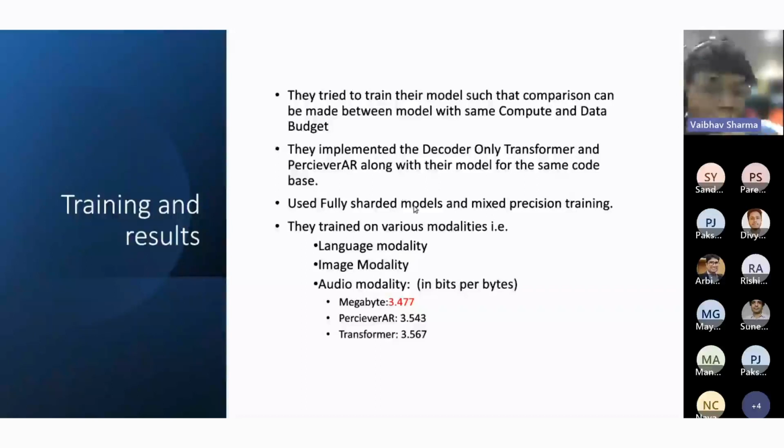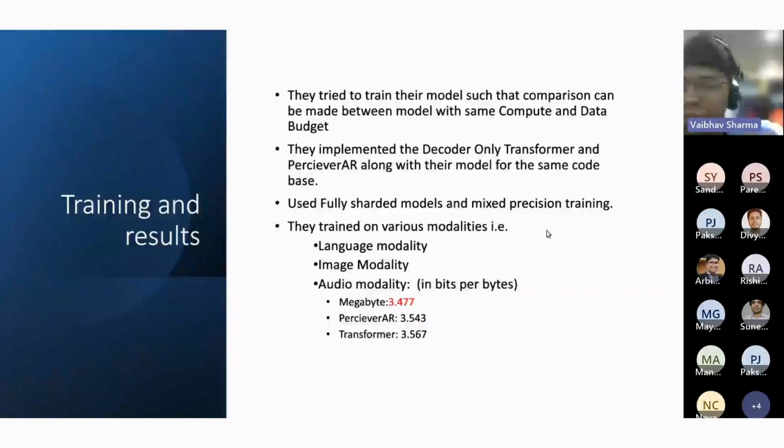They trained this on different modalities, which were language, image, and audio. For audio, they said that they achieved state of the art as compared to others like Transformers or Perceiver AR, which was 3.47, and this is in bits per byte.